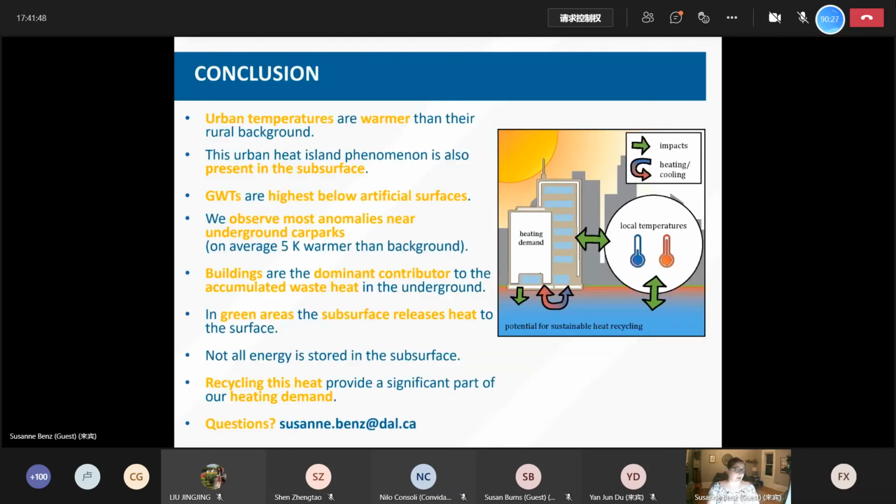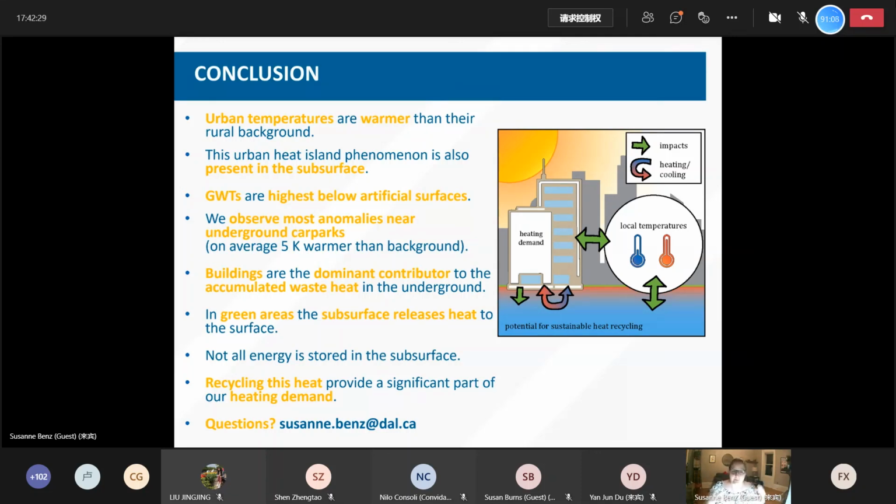In conclusion, we've learned today that urban temperatures are warmer than their rural background. This urban heat island phenomenon is not just present at the surface level or in the atmosphere, we also find it in the subsurface. I know some of you studied it in Nanjing as well. We find that groundwater temperatures are actually highest below artificial surfaces, so not just in cities, but also outside of cities, in industry complexes and the like. In fact, we observed that most anomalies we find happen to be near underground car parks, where they are on average about 5 Kelvin warmer than the background.